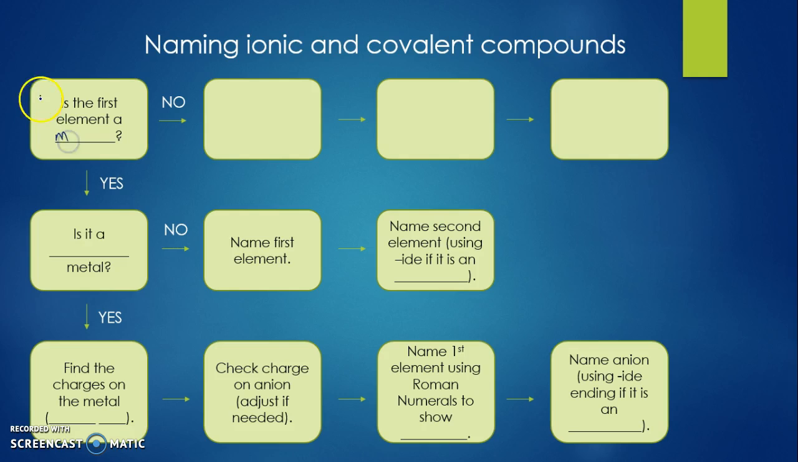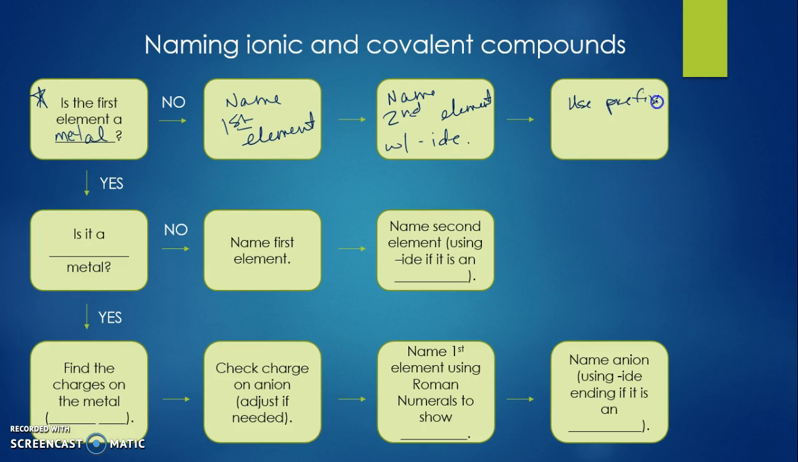If the first element, you always start here at the top and we say, is the first element a metal? No, so we name the first element. This should have already been filled in, but it wasn't. That's okay. And then we name the second element, and we use IDE on the end. You have this on your notes already. And then we use prefixes to show the number of atoms.